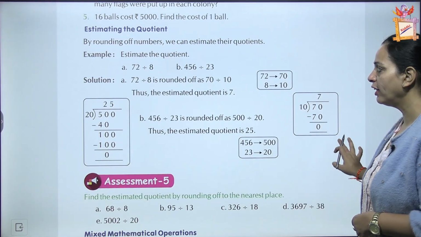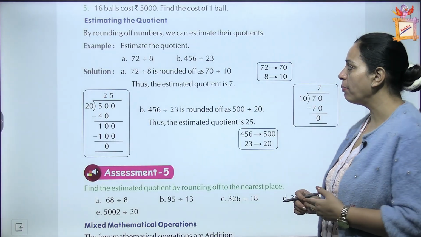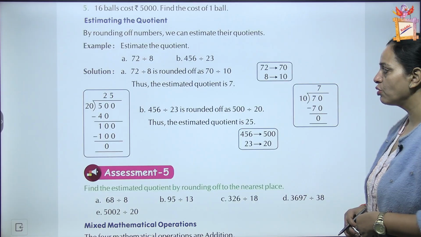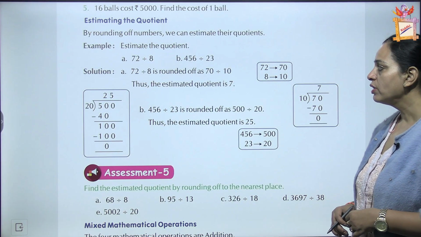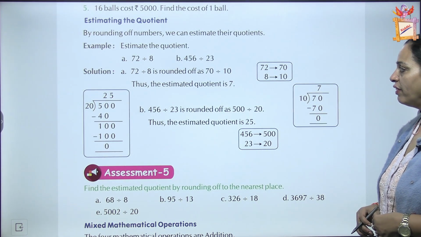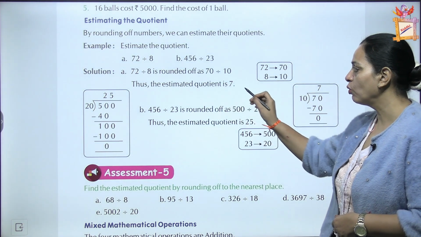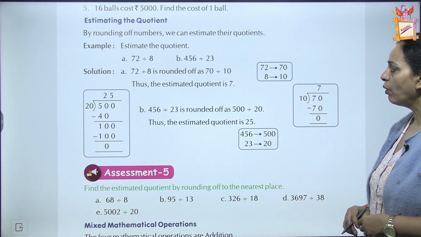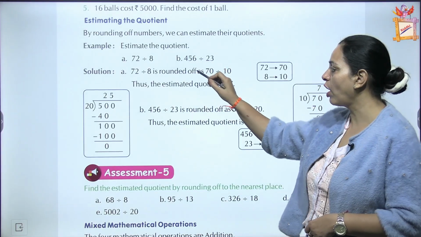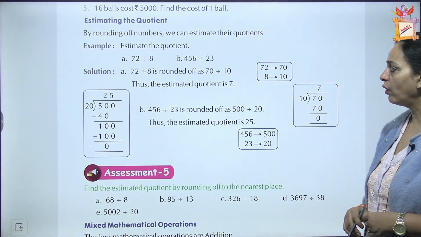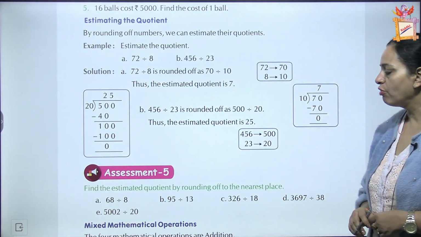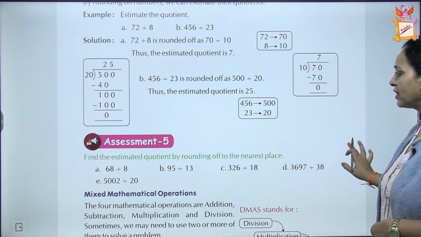See here, estimating the quotient. By rounding off numbers we can estimate their quotient. Like example, estimate the quotient 72 divided by 8. So 72 को हम round कर देंगे 70 and 8 means 10. So 70 divided by 10, the estimated quotient is 7. The second one, 456 divided by 23. So 456 को round off करेंगे 500 and 23 means 20. So 500 divided by 20, answer is 25. So I hope this is clear to you.